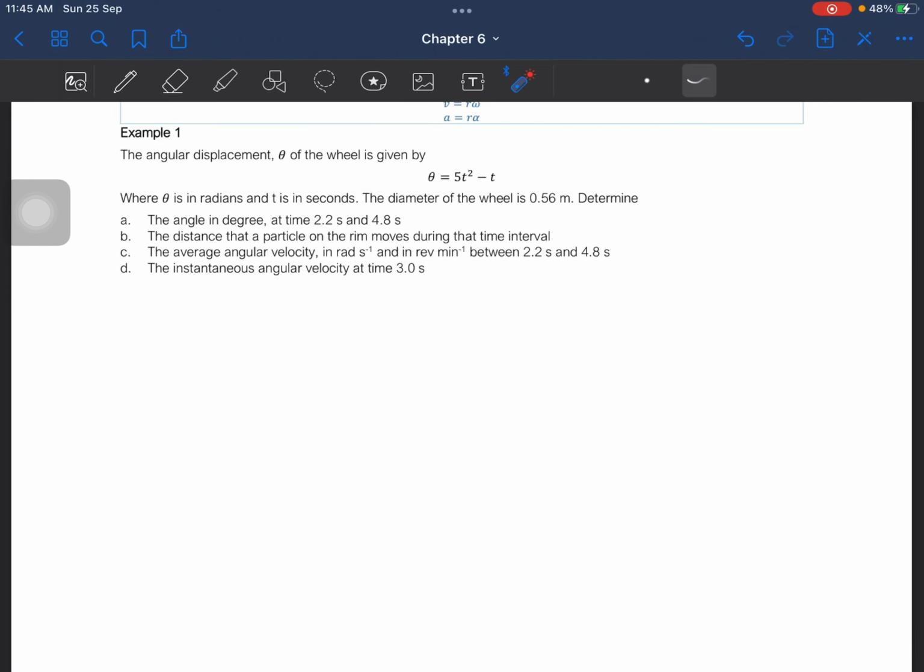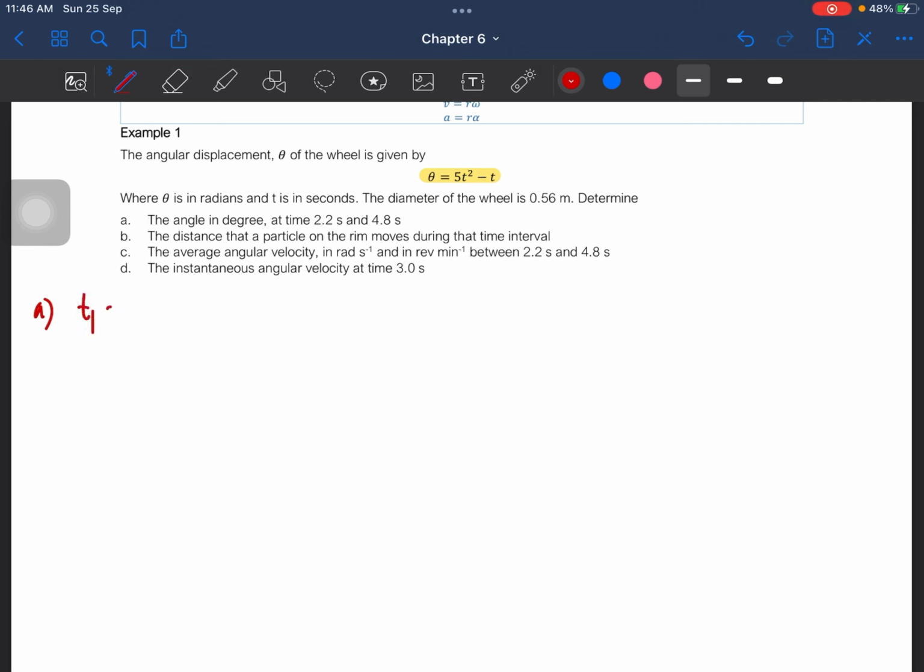Example number 1: the angular displacement of the wheel is given by this equation here. Theta is in radians and t is in seconds. The diameter of the wheel is 0.56 meter. We have to determine the angle in degrees at this period of time, the distance that the particle on the rim moves during this time interval, the average angular velocity between this period of time, and lastly the instantaneous angular velocity at time equal to 3 seconds.